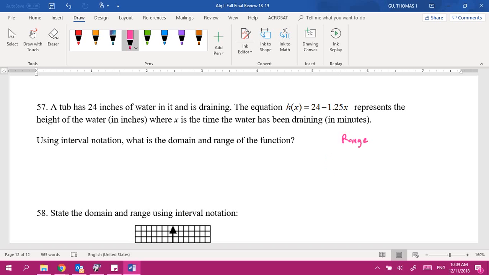So what is the lowest amount of water that can be in the tub? How many inches? 0 inches, right? Because when it's completely drained, there's 0 inches left, right? What's the maximum amount of our function? 24, because it started at 24 inches. And so our range is from 0 to 24.